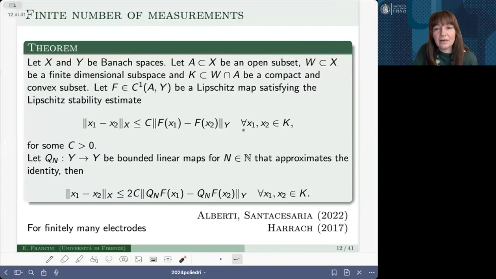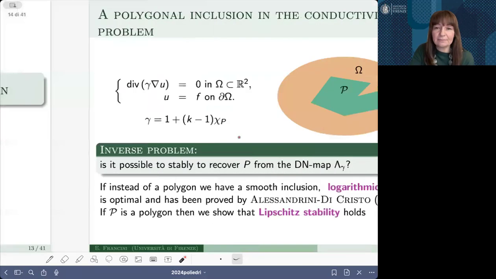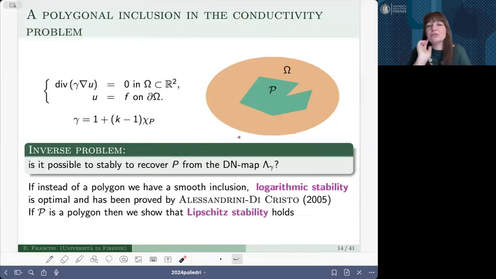But now I would like to move to another way to interpret a finite number of parameters, because I'm interested in the identification of interfaces or inclusions. So now I want to change the problem a little bit and describe this kind of problem. Here, omega is my domain, and I have a conductivity which is known outside and inside the inclusion, because it is one outside and a positive constant K inside, different from one, but the unknown in this case is the inclusion P.